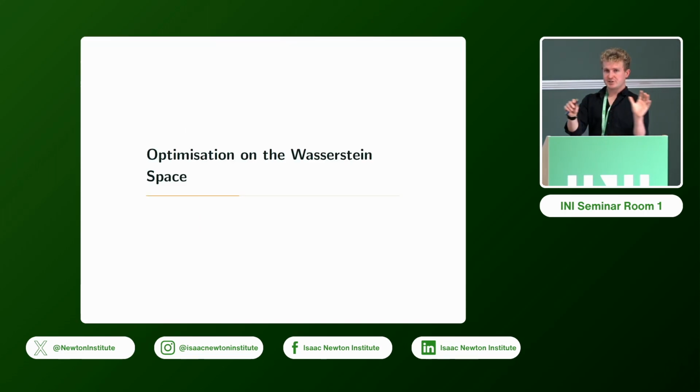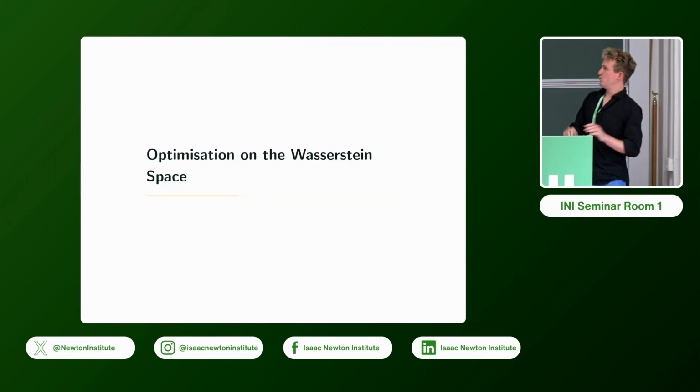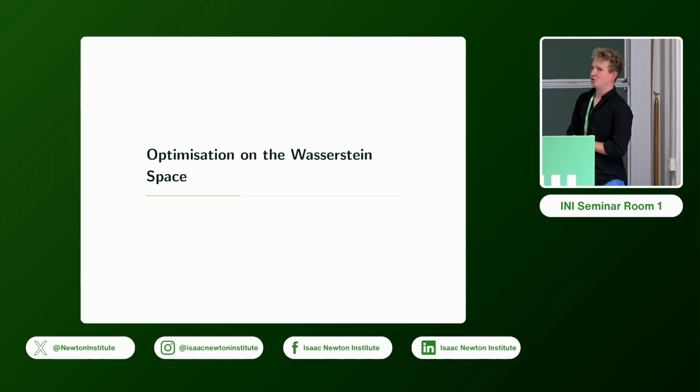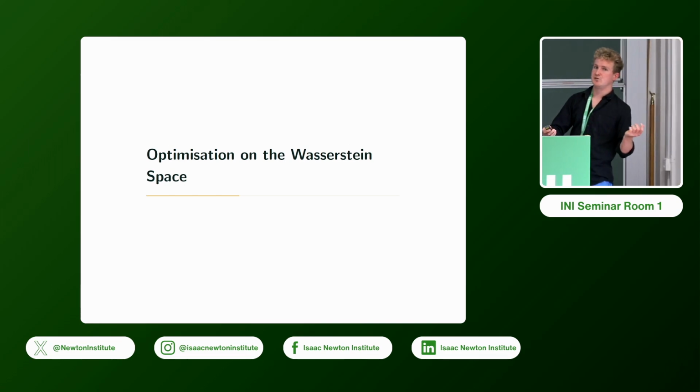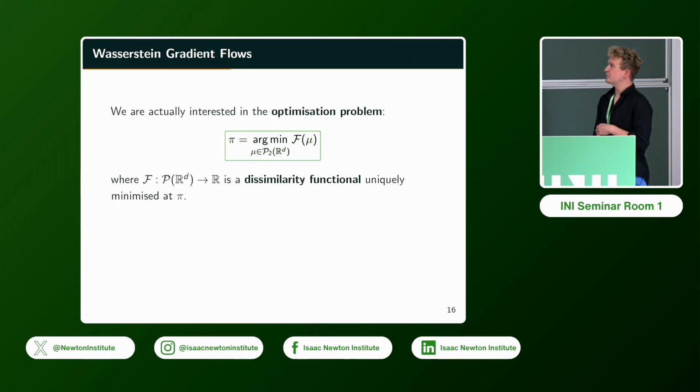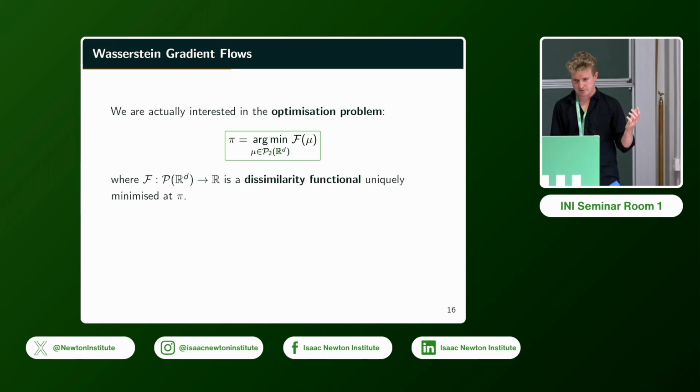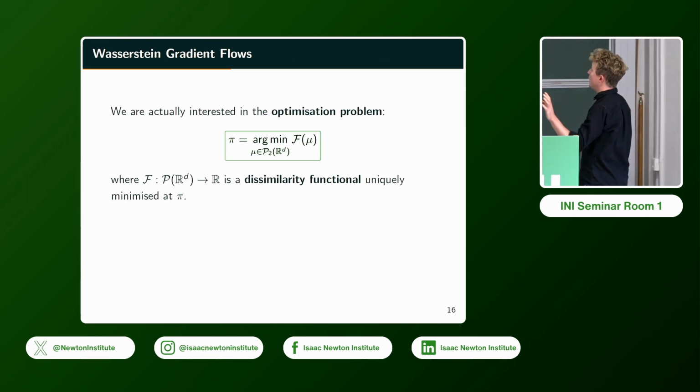Okay, so that's a brief overview of some optimization methods on Euclidean spaces, and in particular of this slightly strange coin betting algorithm, which we can use to remove the dependence on learning rates. Okay, so now we're going to move to optimization on the Wasserstein space. This is a problem we actually care about.